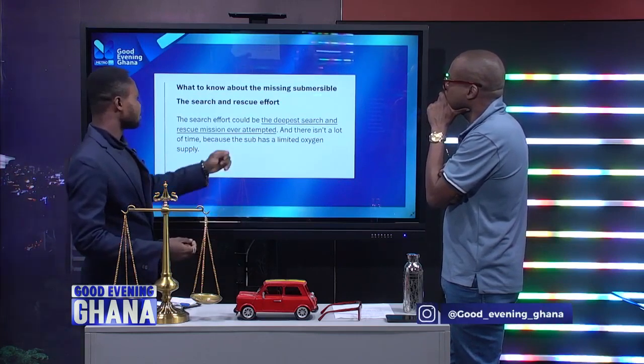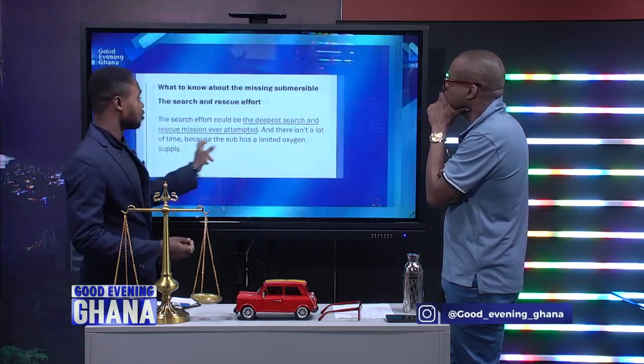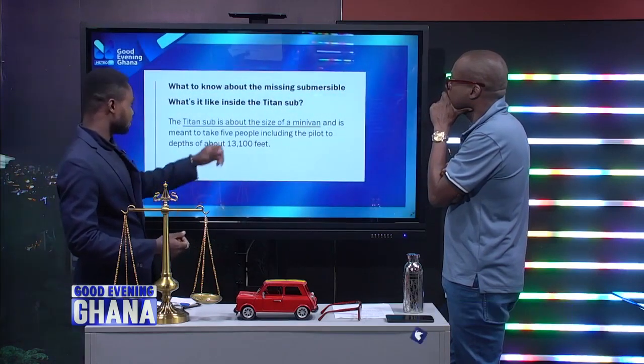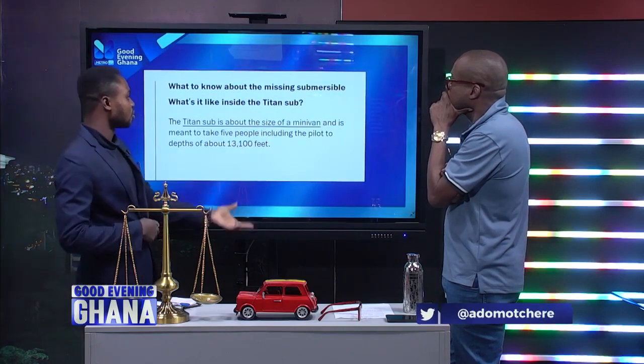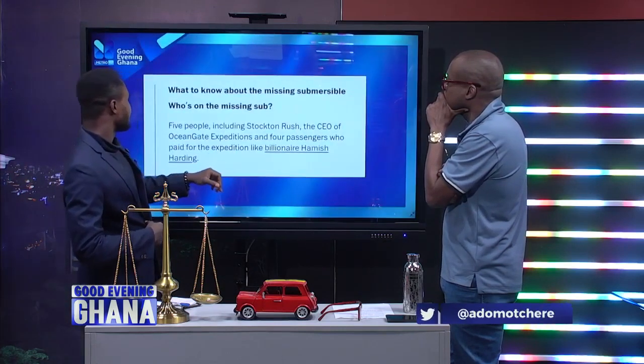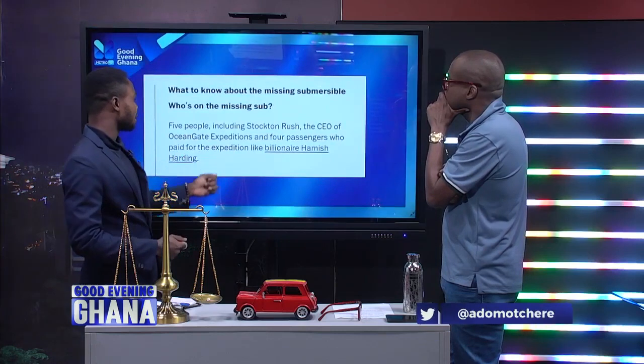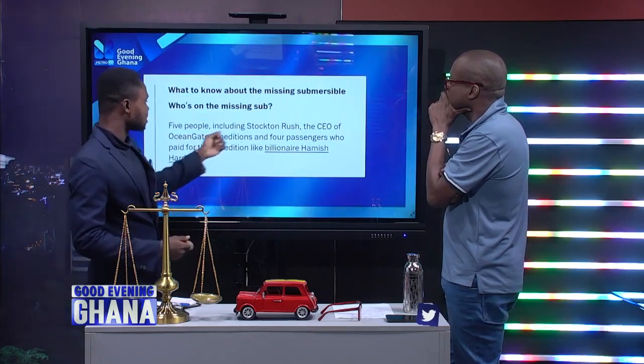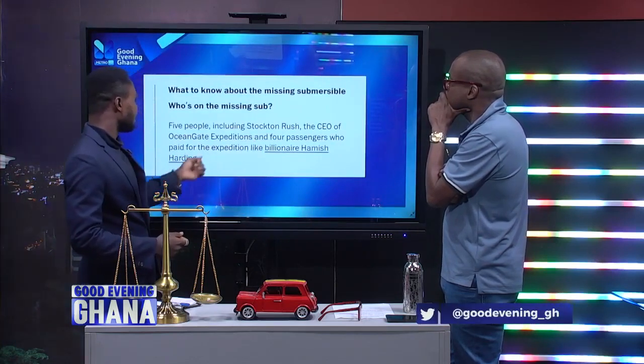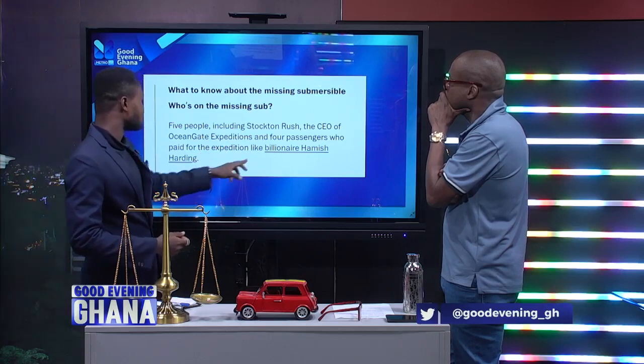And the sub has a limited supply of oxygen, just about 4 days. So you can't really do much. It's about the size of a minivan, or in Ghana we call them trotros. So the 5 people, well, we see the people who perished in this unfortunate tragedy. There was the CEO, Stockton Rush, who was the pilot, and then 4 other individuals like Hamish Harding.